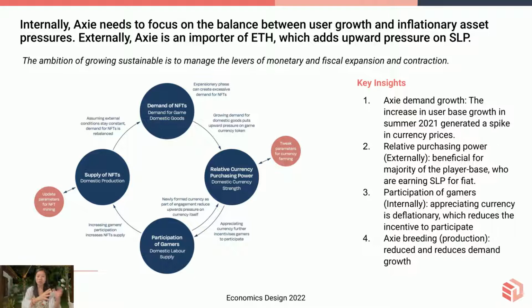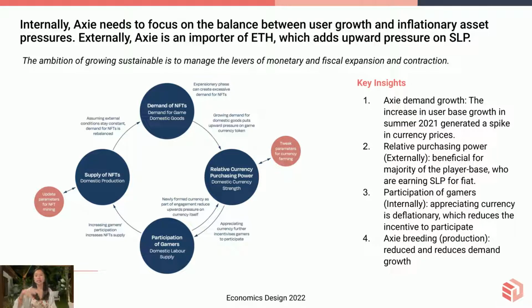Okay, this is where we go into economics. So the ambition of growing sustainably is to manage the levers of monetary and fiscal policy expansion and contraction. How does that look? First, we start with the demand for NFTs. This is just like in economics, in the real world, you have a demand for domestic goods. Domestic goods are your Axies in the Axie game, because these are your core assets that you need to own before you can engage in the game.